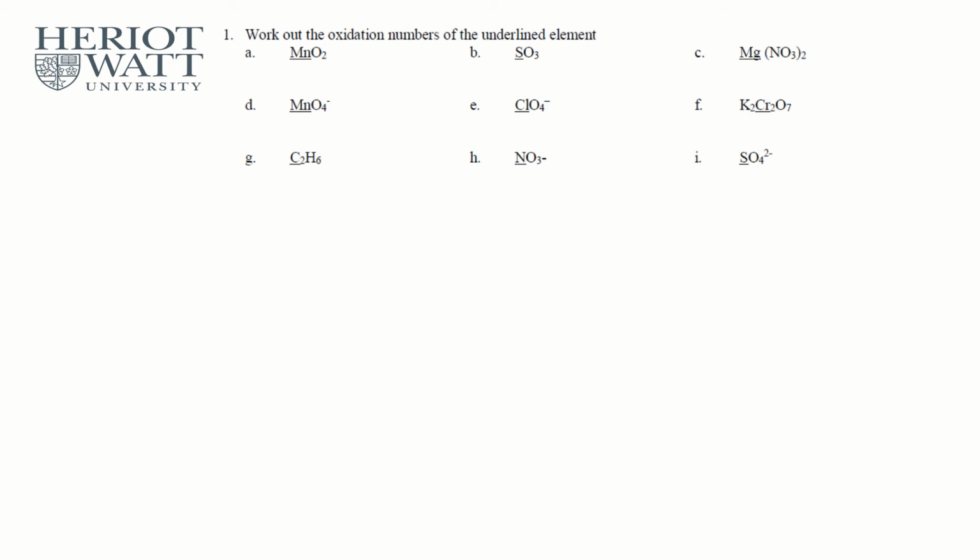Okay, now question 1, work out the oxidation numbers of the underlined elements. So as usual, I'm going to show a few of them, and the rest you can just try out. Maybe A, C, alternate E, and then G, and then I, right? So let's start with A.